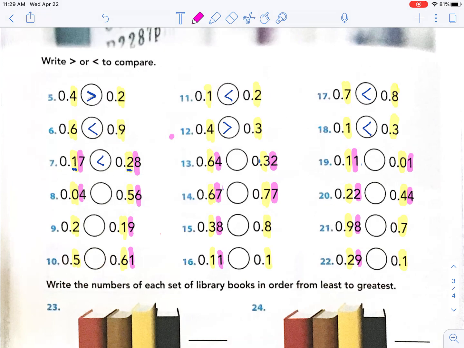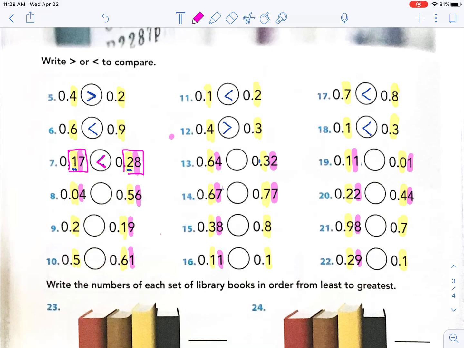You could say, Mrs. Kornthal, let's just look at the whole number. And I'll say, okay, let's look at the whole number because some of you want to. Both of these are to the hundredths place, just like if we had 17 cents and 28 cents, right? 17 hundredths or 28 hundredths. What is greater? 28 hundredths.